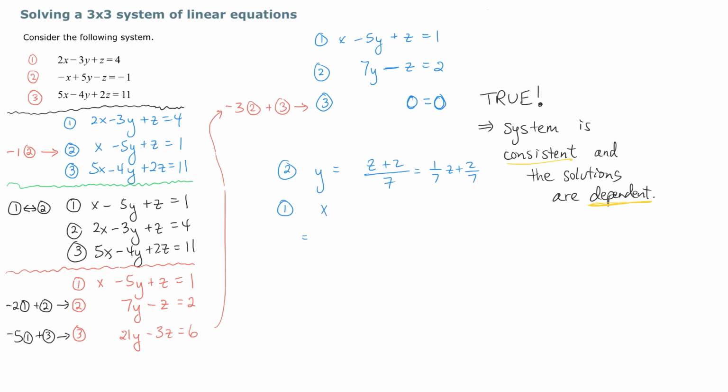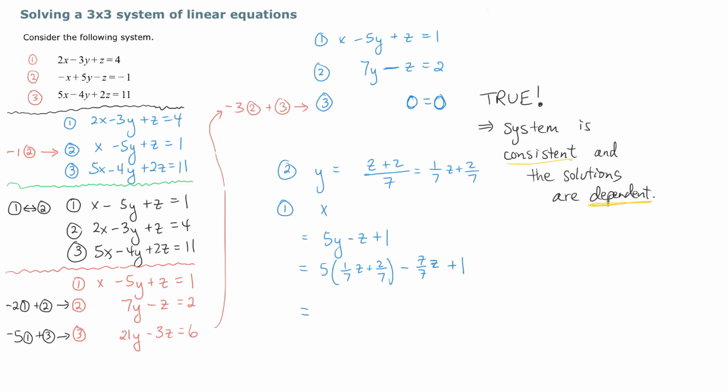X is now equal to 5y minus z plus 1. But we know what y is. 5 times 1/7 z plus 2/7. Here's my y. We need to subtract a z, so 7/7 z. Might look a little confusing, but that says 7/7 z. I just subtracted a z, and then we're going to add 1.